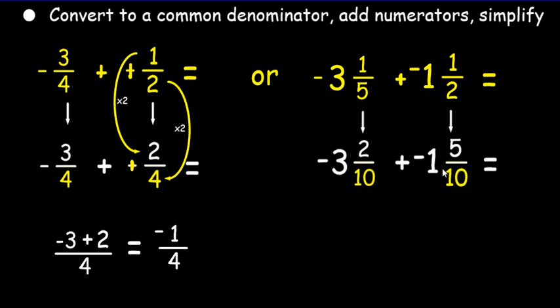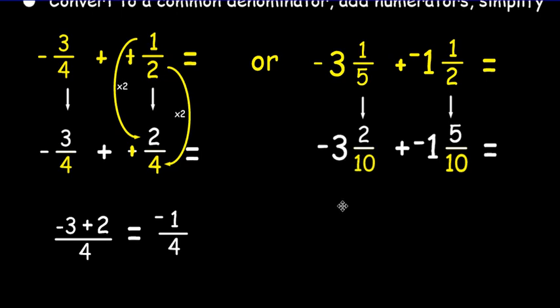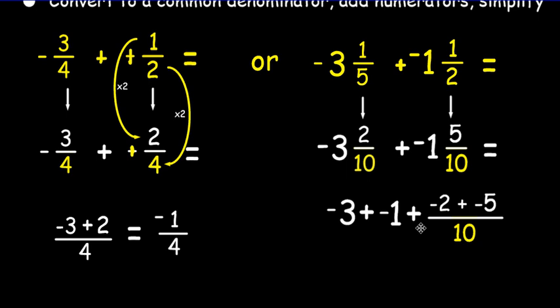Now we're ready to combine the numbers. Remember, when you're adding two negatives, it's kind of like adding two positive numbers. It's just that you're going to start at the negative and you're going to move farther to the left on the number line. So your answer is definitely going to be a negative. In this case, we're going to combine the whole numbers and combine the fractions.